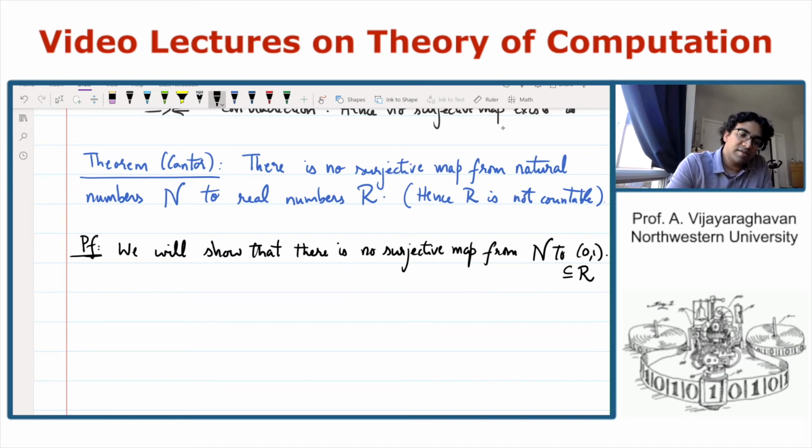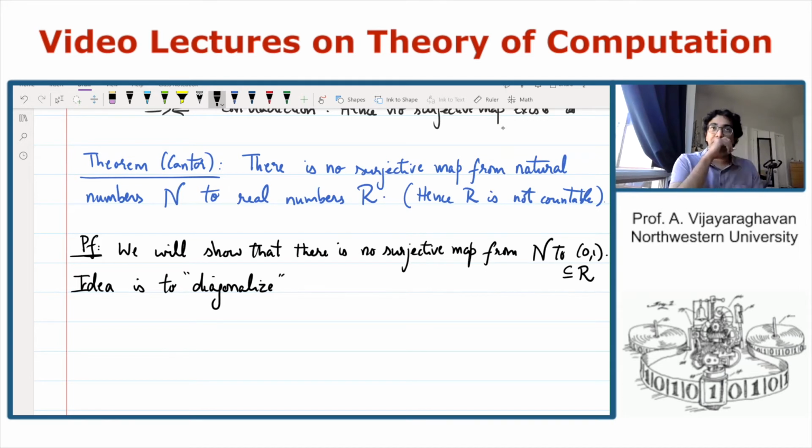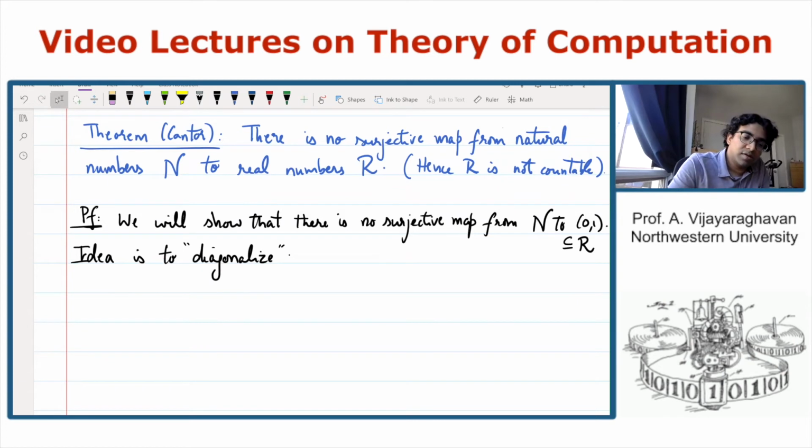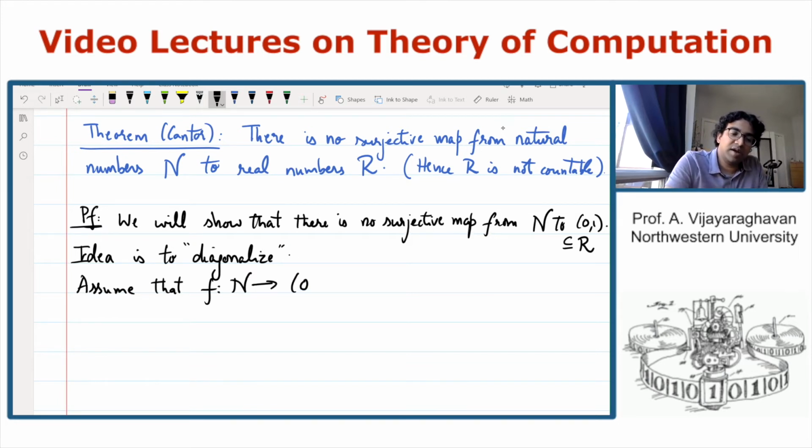And the idea is diagonalization. After this proof, it will become clear why we use the term diagonalization to refer to this technique. So again, let's assume, for the sake of contradiction, that there exists a surjection from natural numbers to the interval from 0 to 1.